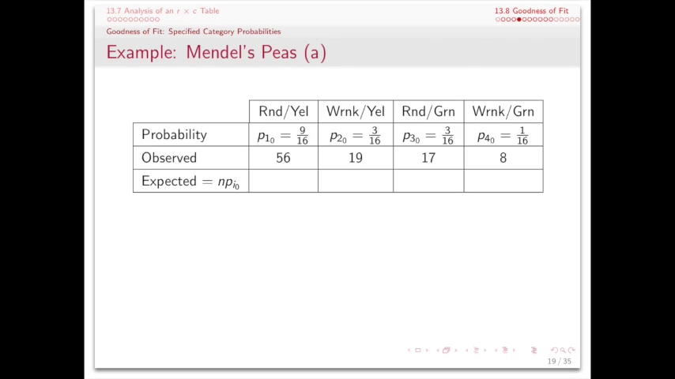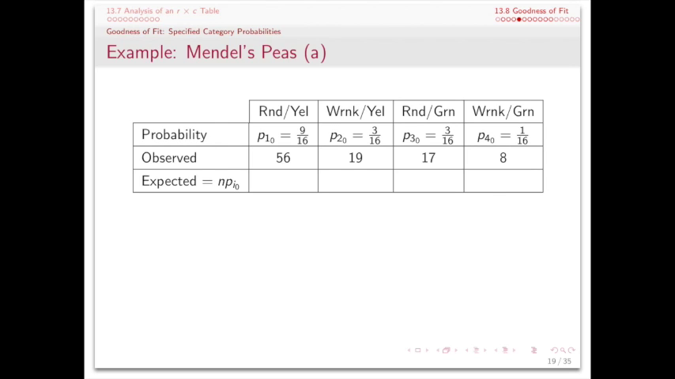So we'll put our information into a table. You can see the 4 columns of the table correspond to the different categories of pea that we could have. So we have 4 columns for our 4 categories. And then the top row underneath each header corresponds to the specified probabilities for each category. Probability that we get a round yellow pea should be 9/16, probability wrinkled and yellow 3/16, and so on. And then I've listed the observed values in the corresponding categories.